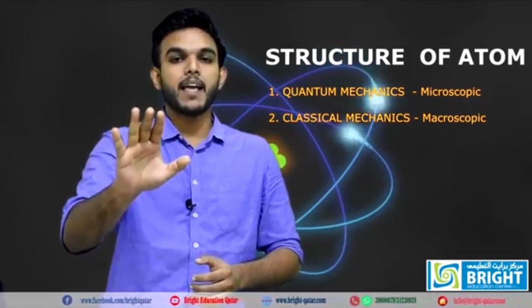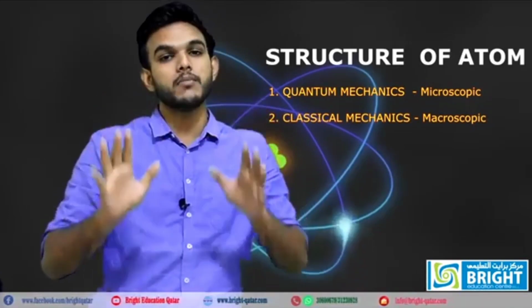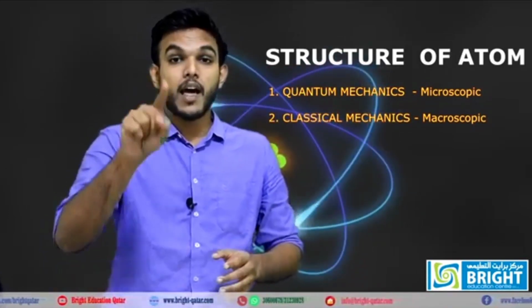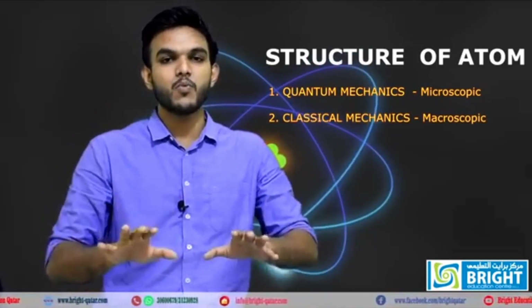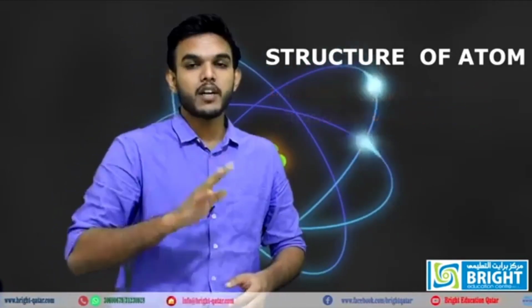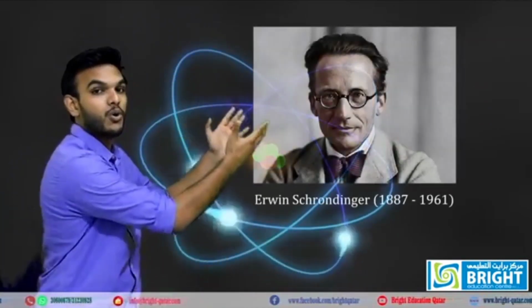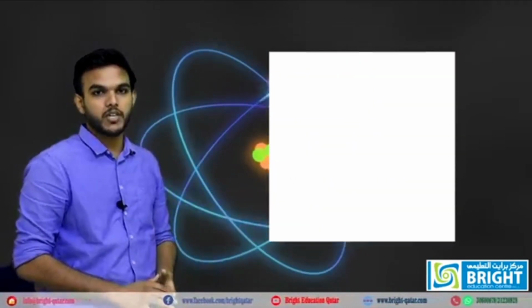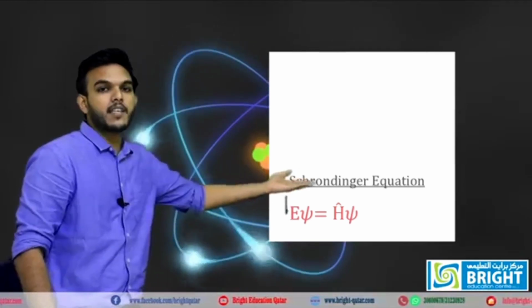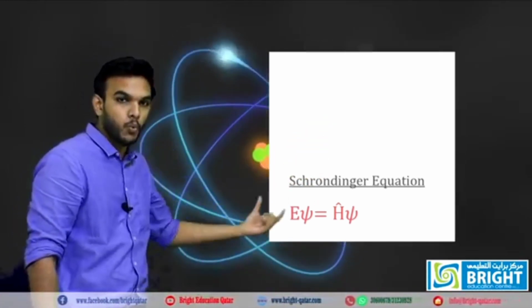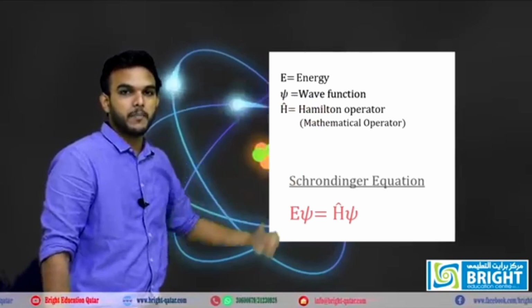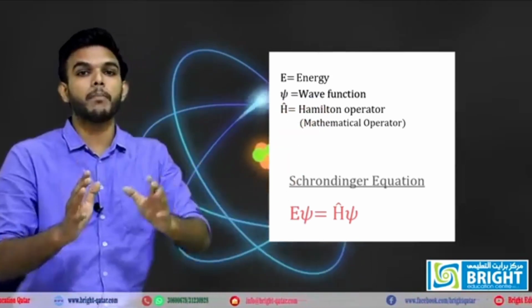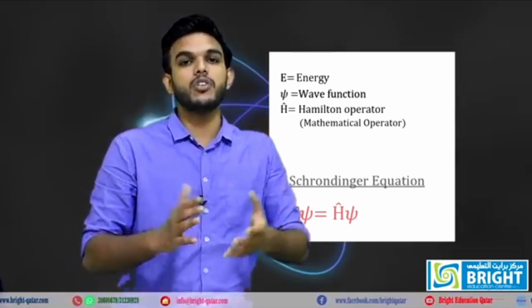We know that quantum mechanics and classical mechanics are important parts of our structure of atom. Classical mechanics deals with macroscopic particles, but quantum mechanics deals with microscopic particles. This quantum mechanics was developed by Schrodinger. He put forward his equation, known as the Schrodinger equation. The Schrodinger equation is E psi equal to H cap psi, where E is energy, psi is a wave function, and H cap is the Hamiltonian operator. From that we get the energy value.